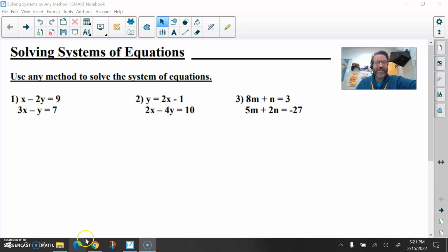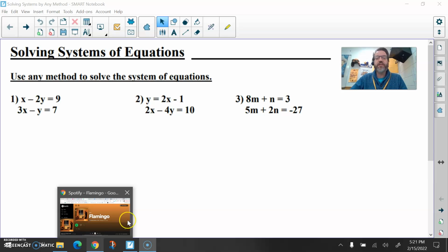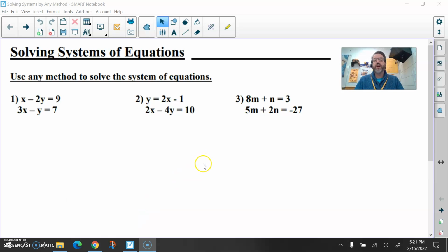Hey everybody. Today we're going to be talking about solving systems of equations using any method. You will have your options, whether you want to use the substitution method or the elimination method, whatever method you would like to use for each problem, you can decide. Certain methods are better for certain problems than others. On the screen here we have three different problems. Could you, by looking at these, determine what would be the best method to use?